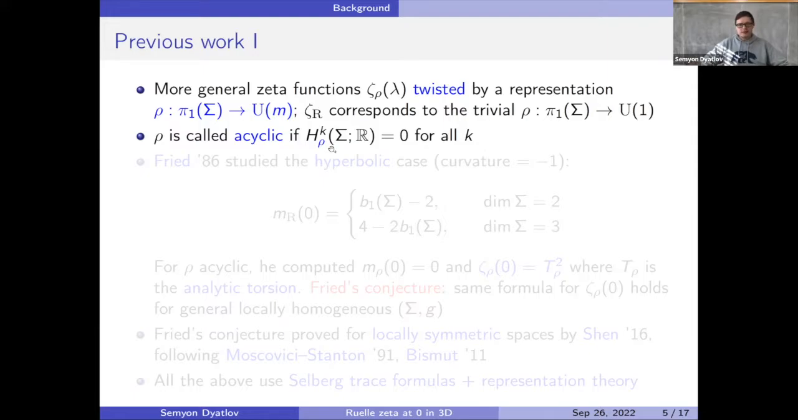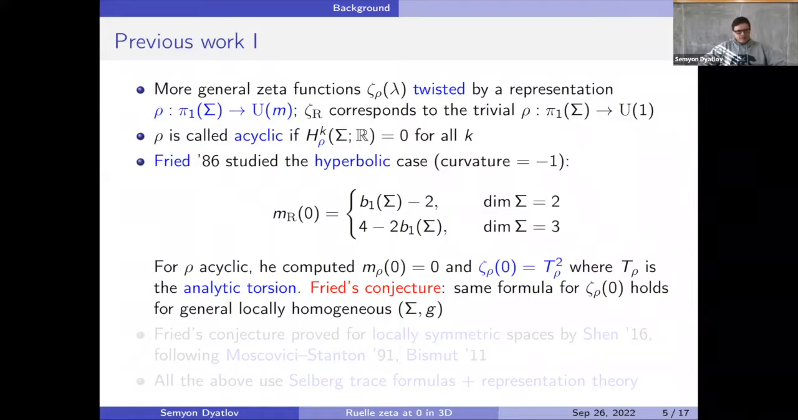Now, this twisting helps because you can choose a representation so that the de Rham complex is acyclic. So the corresponding de Rham cohomology classes that are defined using this representation are 0. Since I'm not going to be using a representation, I'm not going to get into details of how this works here.